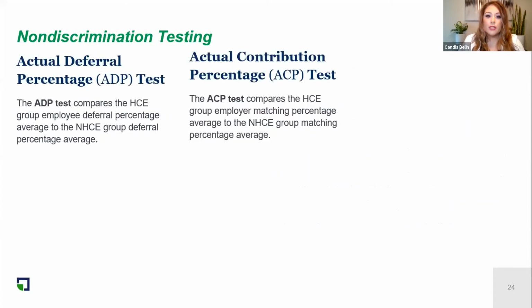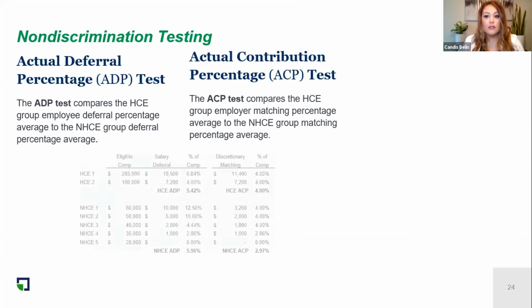So with non-discrimination testing, this is for a traditional 401k plan without a safe harbor. Your actual deferral percentage test, the ADP test, compares the employee deferral percentage average for the highlies to the non-highlies. The actual contribution percentage test, the ACP test, is for the discretionary matching, so same concept.